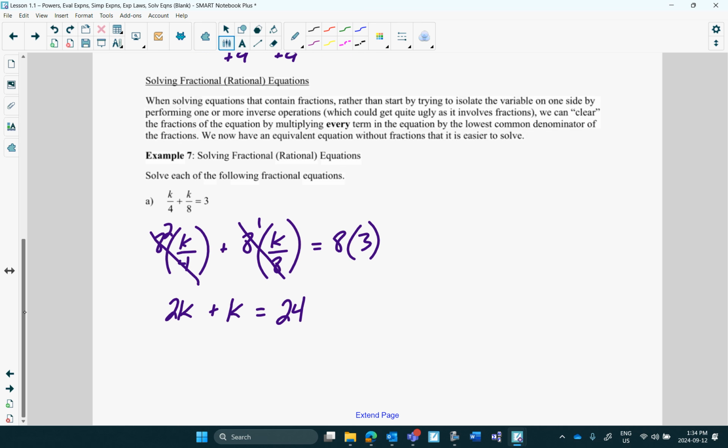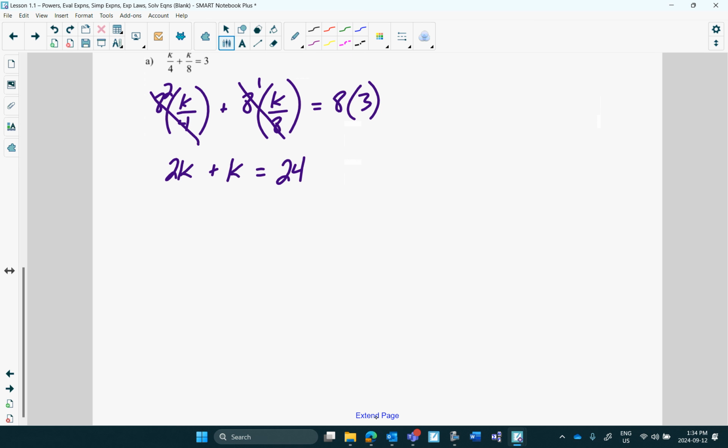Fractions are gone. Now it looks like an equation that's much more straightforward to solve. What would you do next? Yeah, combine the k's, divide by 3 on both sides. K is equal to, is good. Okay.